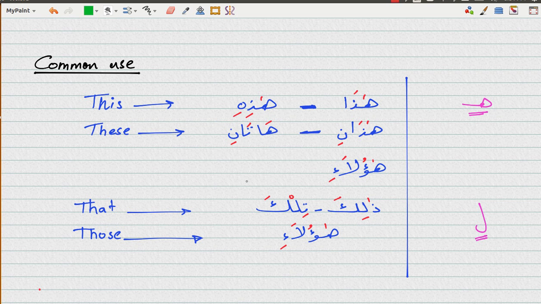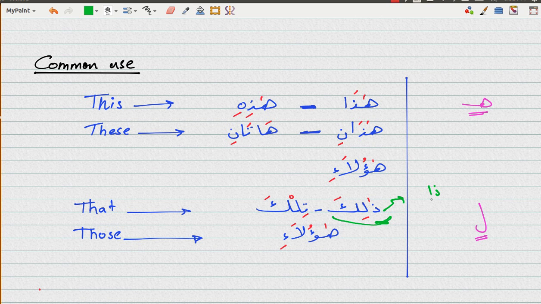Now these are for objects that are close by. What about objects that are far? If I want to say that or those, in this case I would say ذلك or تلك. ذلك for masculine singular, تلك for feminine singular or a group of non-human objects or animals. Okay, هؤلاء, same as this one, but in this case, if two people are far, you'd say also هؤلاء.